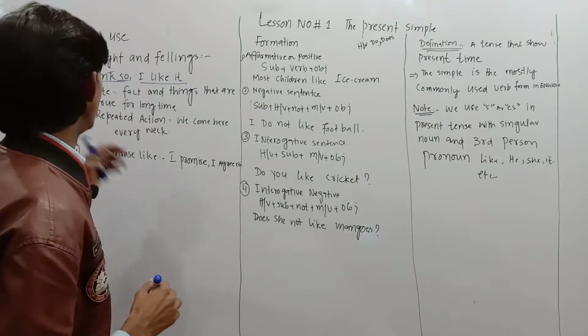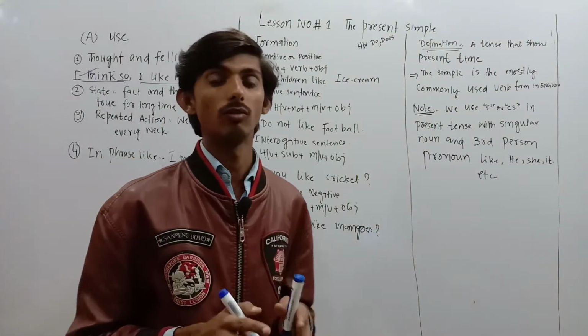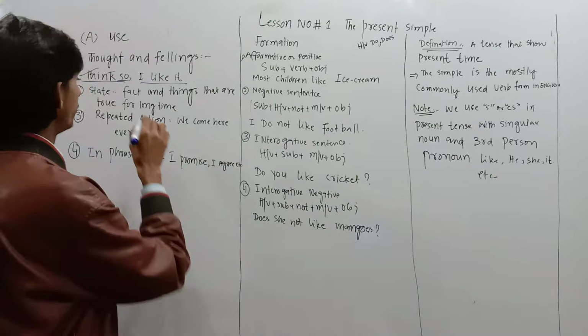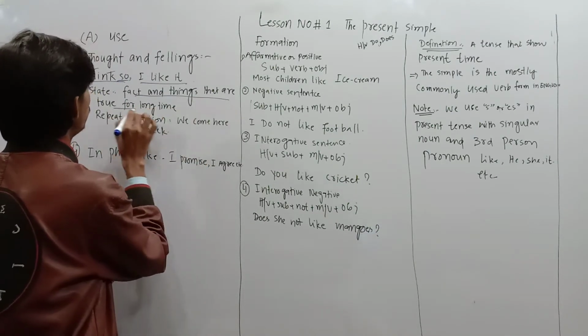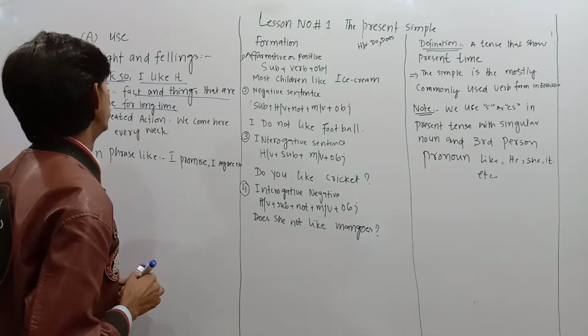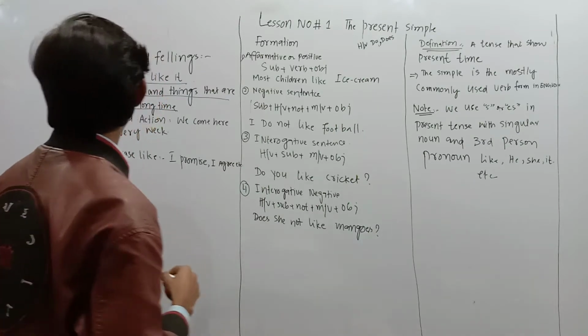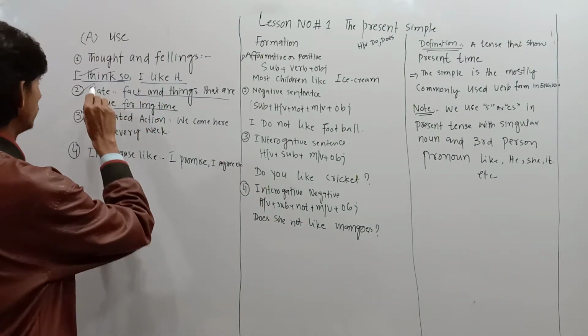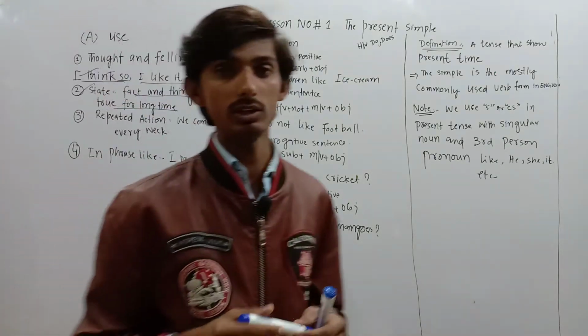The second point is state. What is state? State is a fact and things that are true for a long time, that we call the state. So this is the state. We also use the present tense for the state.